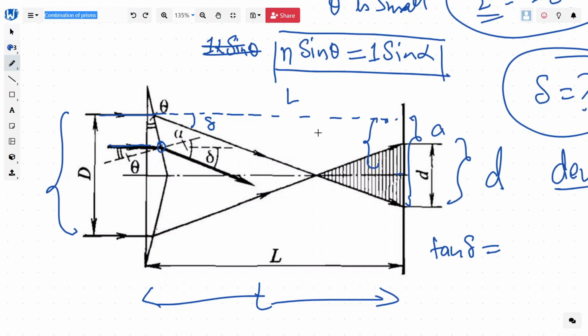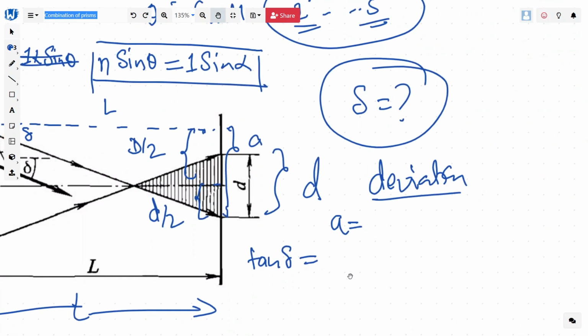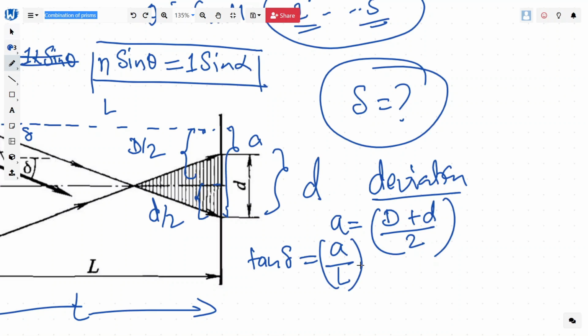This distance is going to be d by 2, and this one is going to be small d by 2. So this A we are looking for is equal to d plus d by 2. So we know this, and now tan theta, sorry, tan delta is going to be equal to this A divided by L. So tan delta is going to be (d plus d by 2) over L.